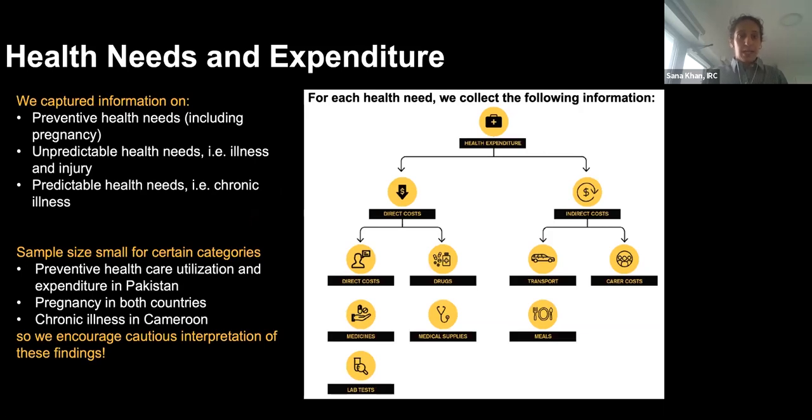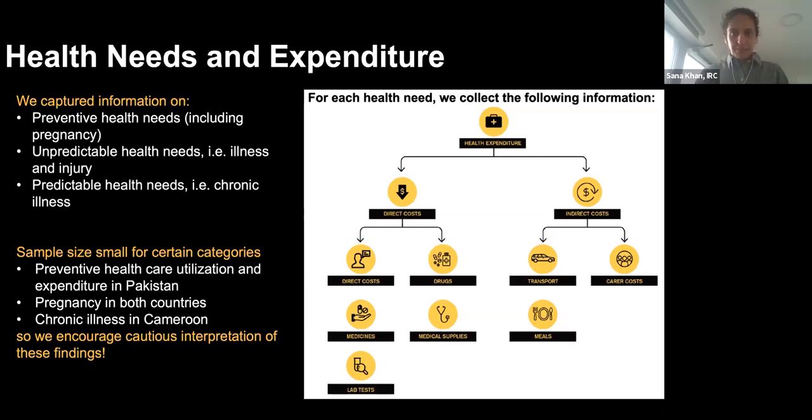Great. So our quantitative data collection captured a lot of detailed information on preventive healthcare, unpredictable health needs, predictable health needs, etc. But today I'm only going to present an aggregate picture to convey the household burden of health expenditure. But we have the report for this research published and it has a lot more details on spending on preventive needs or specific types of other health needs. The report also includes detailed tables on spending across rounds of data collection. So I encourage you to take a look at that if you're interested in the details.